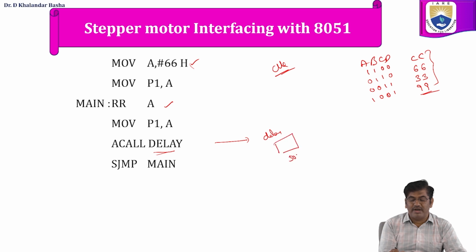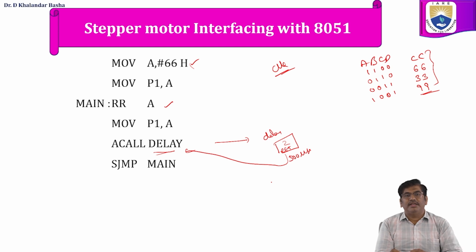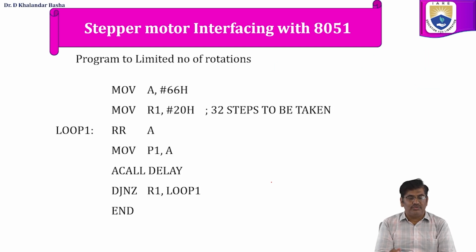where the delay program is written for 500 microseconds. After executing this delay program, the last instruction, which is RET, will come back to the next instruction, which is jump main. So it is going to continuously repeat. This is the program for the stepper motor rotating in clockwise rotation. Next, we want to rotate in anti-clockwise rotation, meaning instead of RR, we can go for RL.